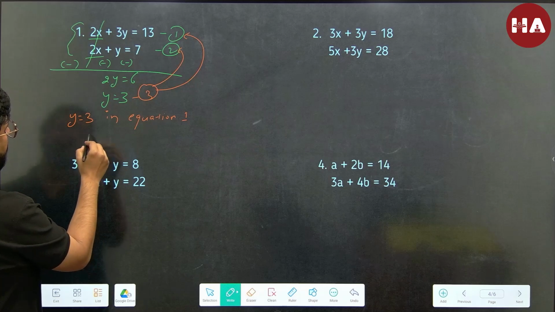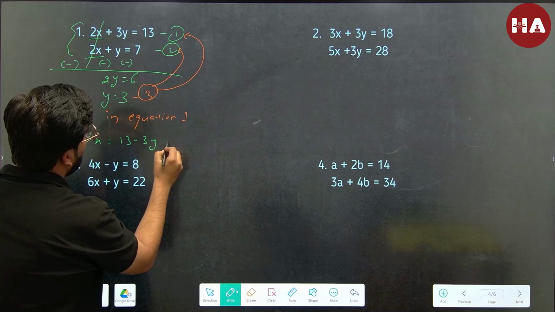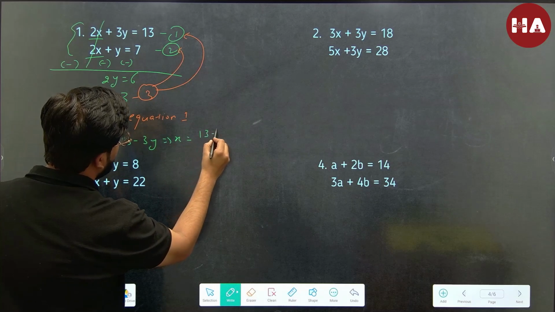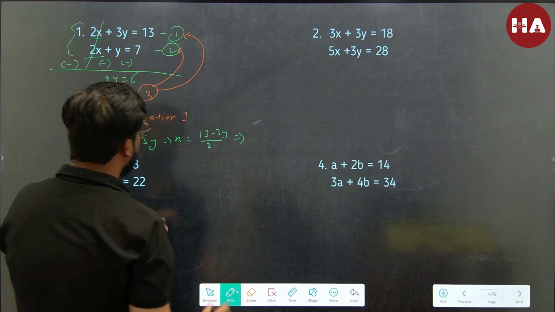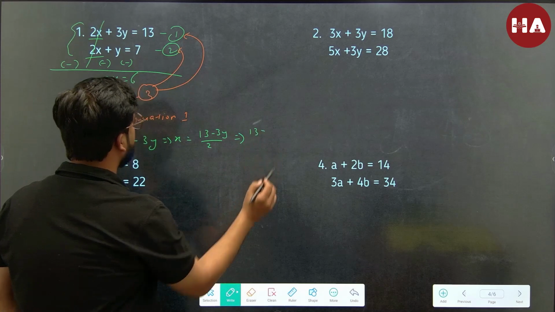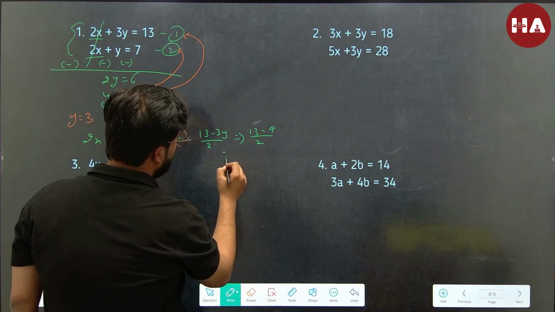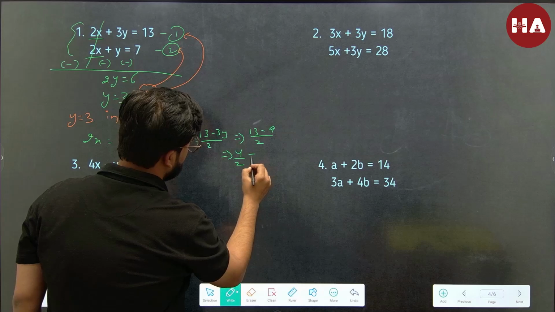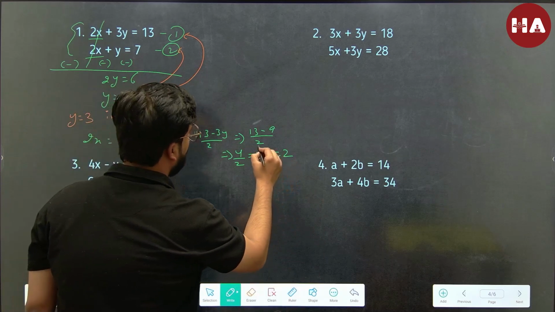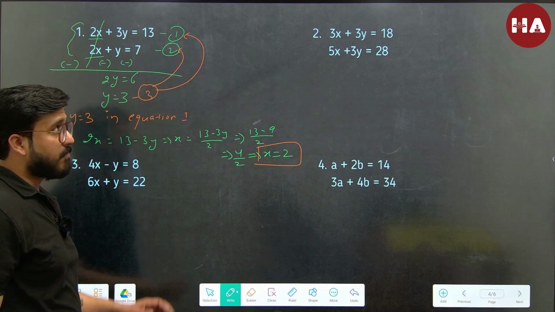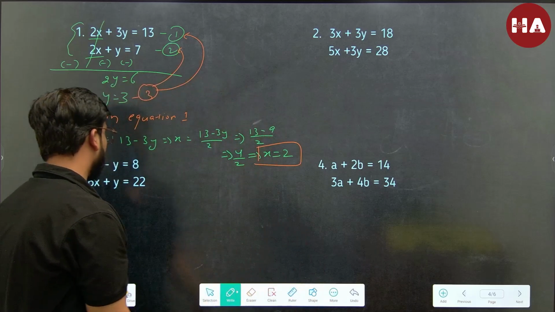So this will be what? 2x will be equals to 13 minus 3y, or x will be equals to 13 minus 3y over 2. Now formulate easily. So this will be what? 13 minus 3 multiplied by 3. So this is 9 over 2. So 4 over 2, that is equals to x. So value for x is coming as to be 2. So mostly students apply elimination method while solving the equation, and that is easy also.